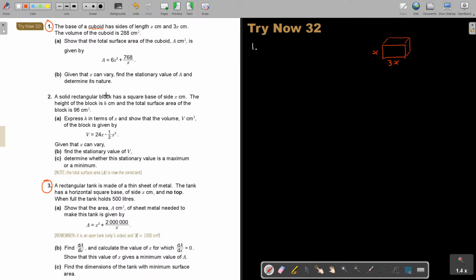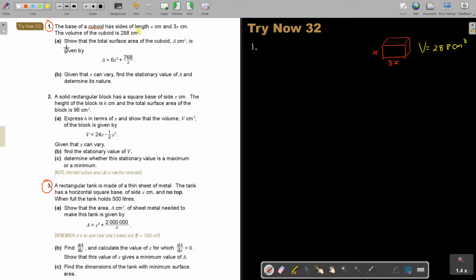Okay, the volume of the cuboid, I like to write everything in. So the volume is 288, and that is the volume. I think there's a mistake. I just have to correct it. That must be 288 cubic centimeters. Okay, so you can just correct it.